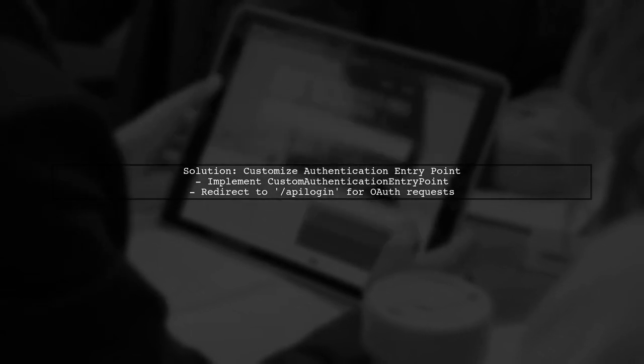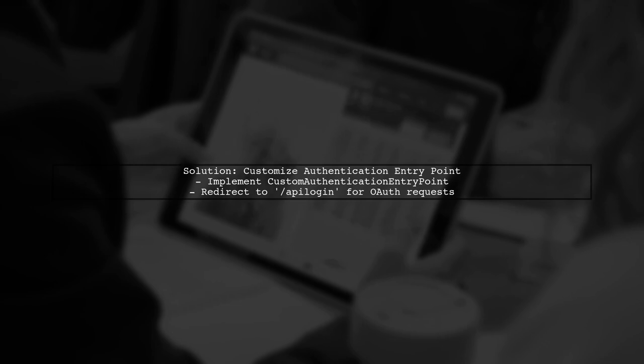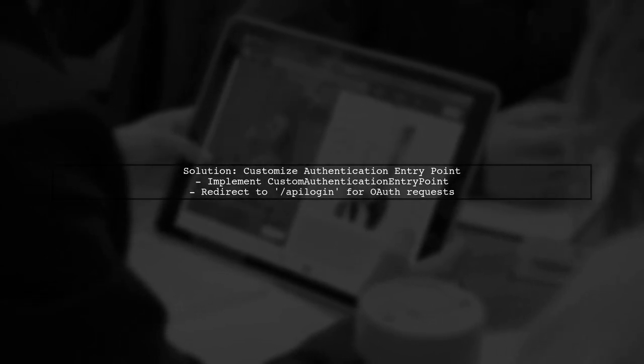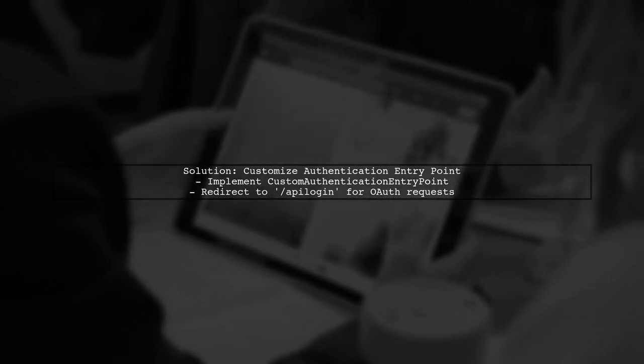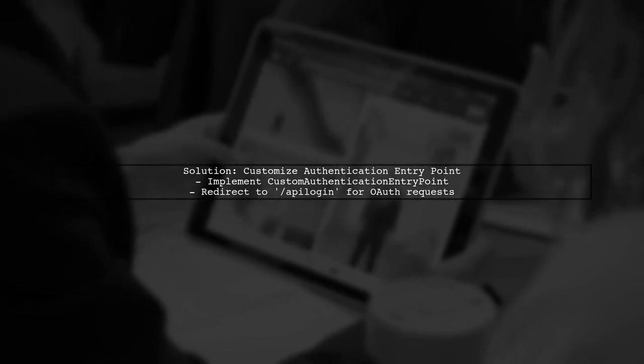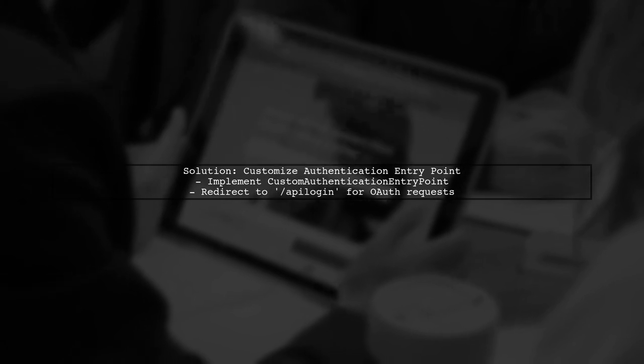To resolve this, you can customize the authentication entry point for your resource server. This will allow you to specify that requests to OAuth/authorize should redirect to your /aplegen page instead.